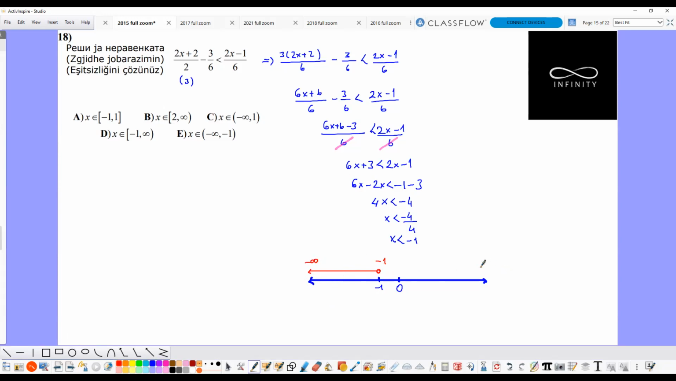And remember, I told you this side represents plus infinity. This is the plus infinity side, this is the minus infinity side, and this red part here shows us the solution. So the answer is going to be between minus infinity and minus 1. Which one is minus infinity and minus 1? Here, this one. So this is the answer to the question.